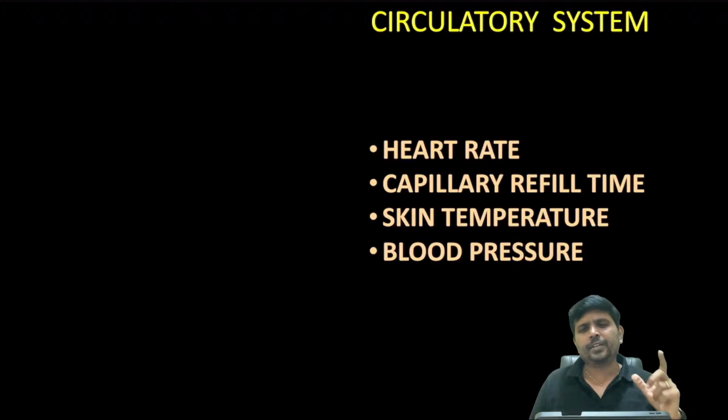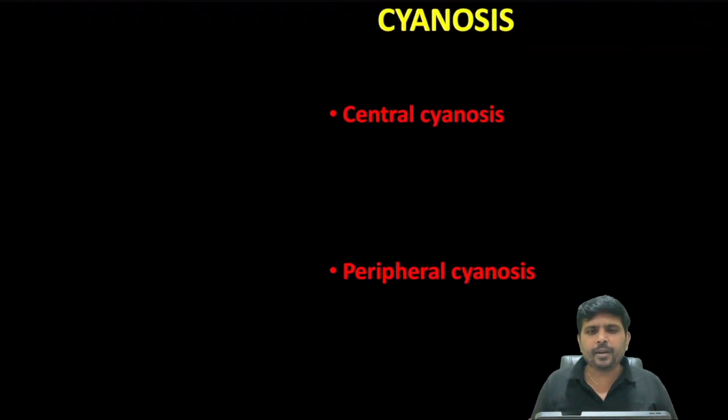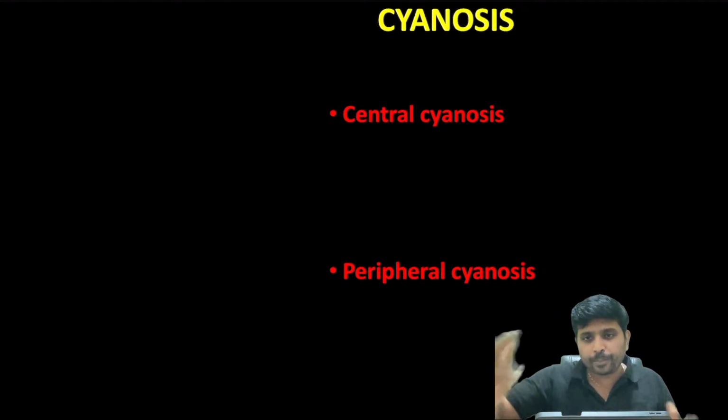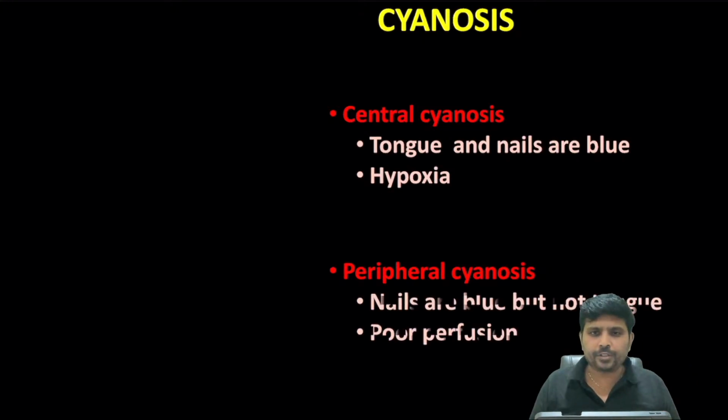Right, and finally let's come to the circulatory system. We are going to see the heart rate, capillary refill time, skin temperature and blood pressure. And then you need to look for whether cyanosis is there or not. Central cyanosis means your tongue as well as your peripheries are blue. It is mainly due to hypoxia.